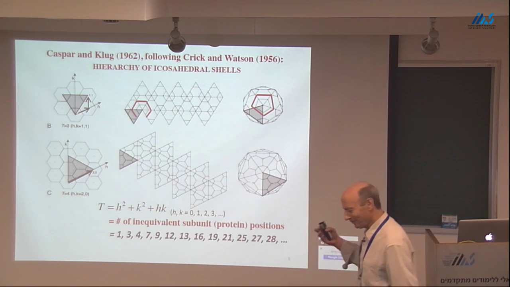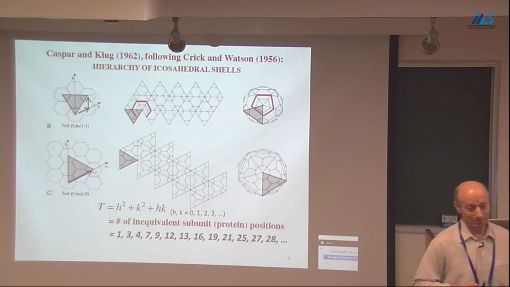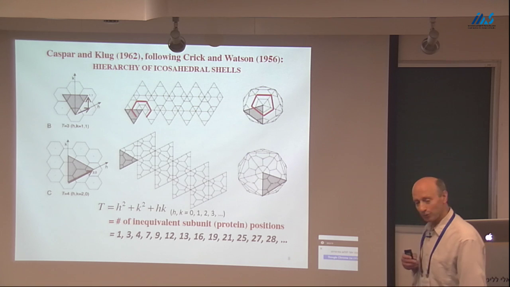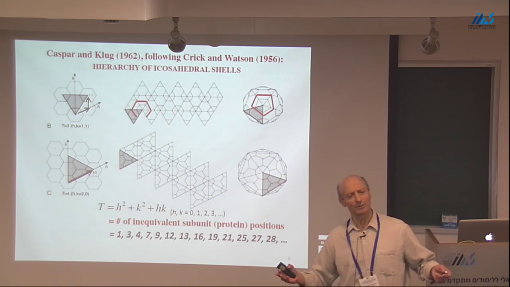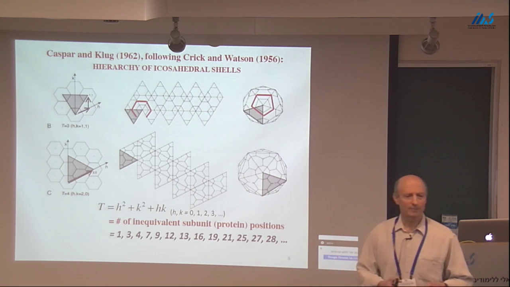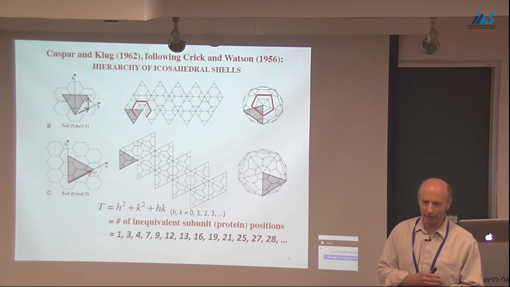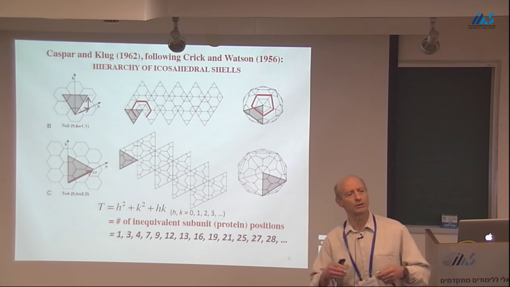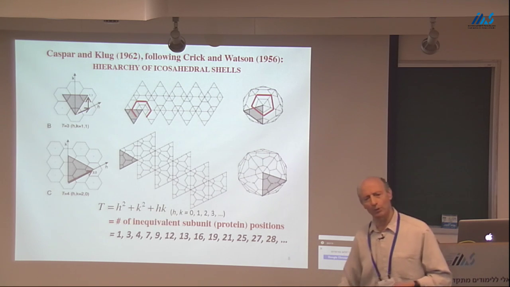A few years later, in a comparably impressive paper, Caspar and Klug addressed the problem, how can you have viruses of different sizes? 60 protein shells turns out to be the smallest shell you can have. In fact, there are hardly any viruses whose genomes are small enough to fit in a 60 protein shell, so you have to go to bigger ones.